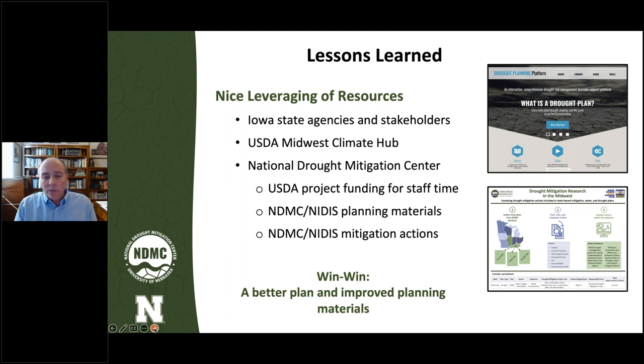And so all that material was available along with the state drought plans that are in our database as well. So it was really nice. I'd see that as a win-win for both. One, that the planners were able to see some of the latest drought planning materials out there, but also right now we're working to see what they thought of those materials. How could we improve upon them? So we're gaining some input and feedback on those materials that we provided as well.